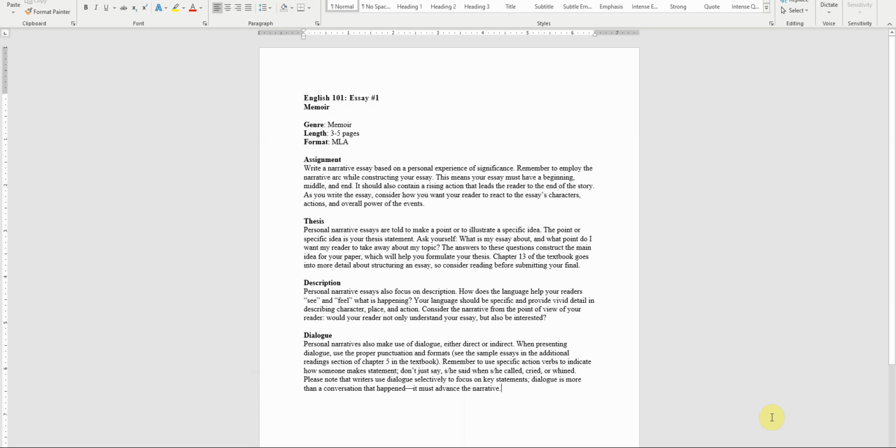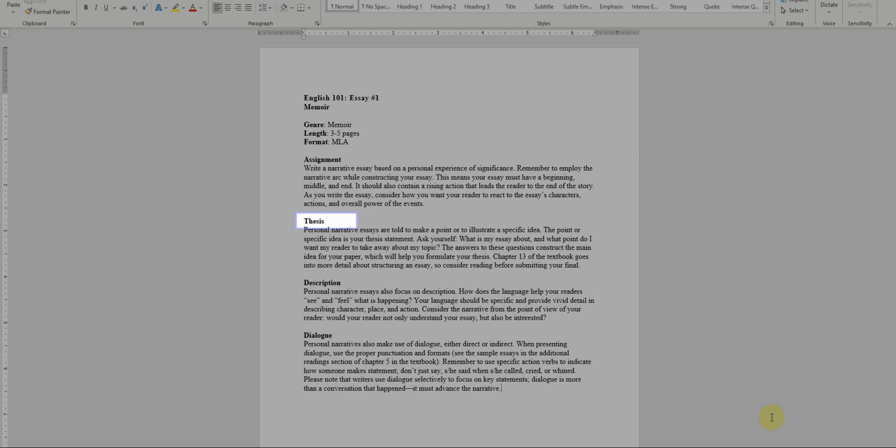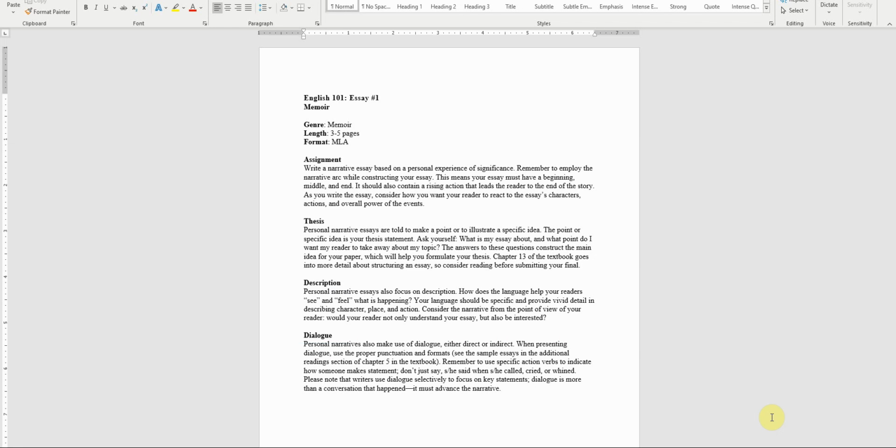For this document, there's a brief discussion for the assignment, thesis, description you should include in the essay, and dialogue you're encouraged to include in the essay. For the assignment, your goal is to write a narrative essay based on a personal experience of significance. Significance is a really important word there. Don't just tell me about what you ate for lunch yesterday. Pick a big moment in your life. Tell that story. Tell the reader all of the necessary details to understand what you were going through, what you were thinking, what you were feeling, and what the outcome was.